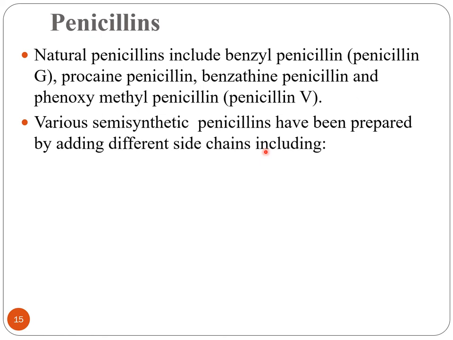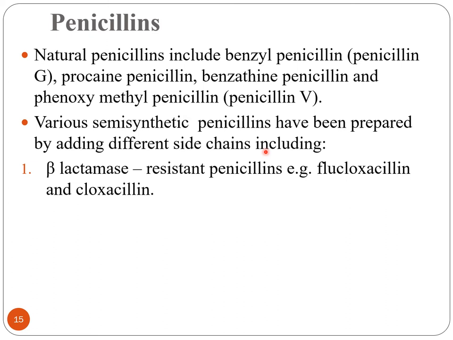Various semi-synthetic penicillins have been prepared by adding different side chains, including beta-lactamase-resistant penicillins, flucloxacillin and cloxacillin. We know that the action of beta-lactam antibiotics is terminated through the enzyme beta-lactamase. Beta-lactamase causes lysis, it breaks the beta-lactam ring, which is why we call it the beta-lactamase enzyme. Breaking the beta-lactam ring means that the antibiotic activity will be diminished. It disappears right away, broken down as a result of the breaking of the lactam ring.